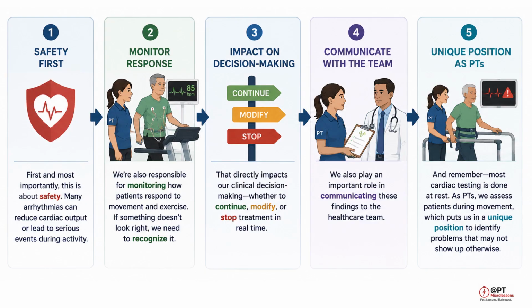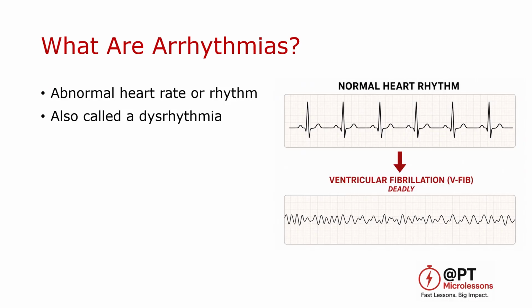And remember, most cardiac testing is done at rest. As PTs, we assess patients during movement, which puts us in a unique position to identify problems that may not otherwise show up. Next, let's define what an arrhythmia is. An arrhythmia is an abnormal heart rate or rhythm, also called a dysrhythmia. These abnormalities can range from relatively benign to life-threatening, depending on how they affect the heart's ability to pump effectively.